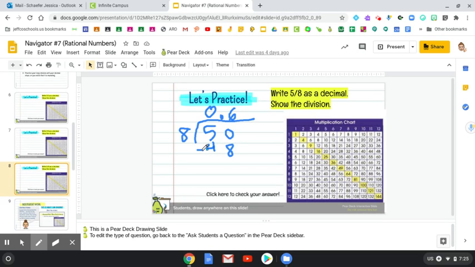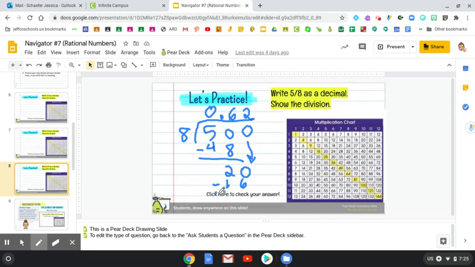I'm going to subtract and think about leftovers. 50 minus 48 would be 2. I don't have another number to bring down. I have to continue to bring in a 0 in order to continue my division because I don't have 0 remainders yet. 8 would fit into 20 2 times, which is 16.